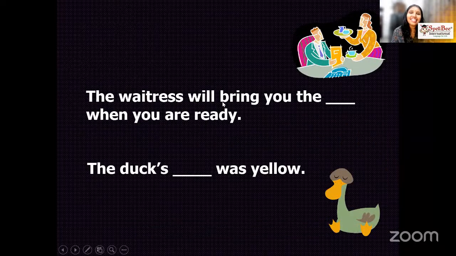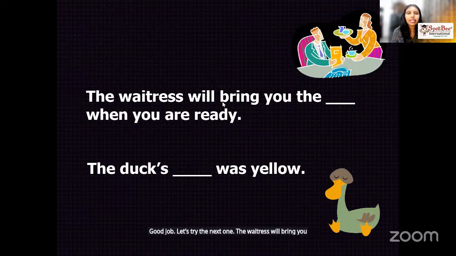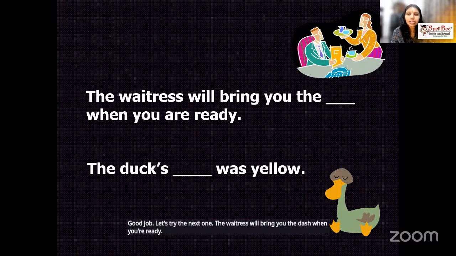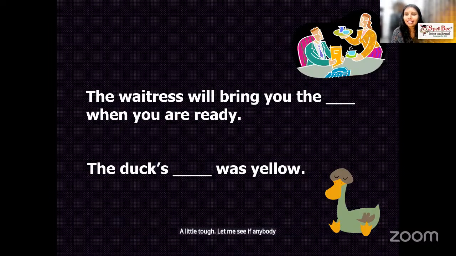Good job. Let's try the next one. The waitress will bring you the dash when you're ready. The duck's dash was yellow. A little tough. Let me see if anybody is able to answer. Damayanti is the first one to answer. Good job, Damayanti. Nidhi, Pranshu. We don't call a duck's mouth a beak. It has a different word. Be correct.